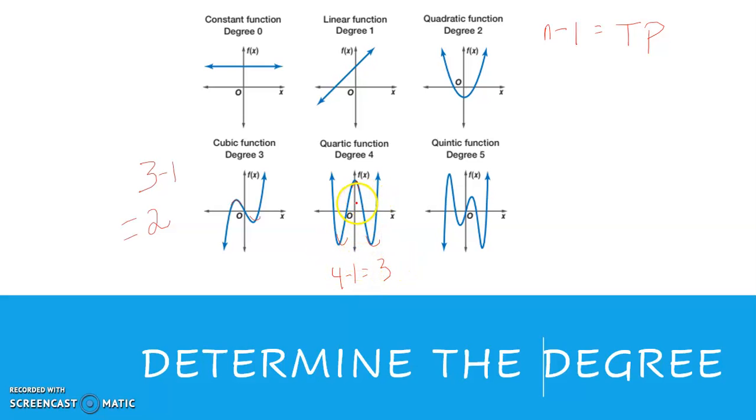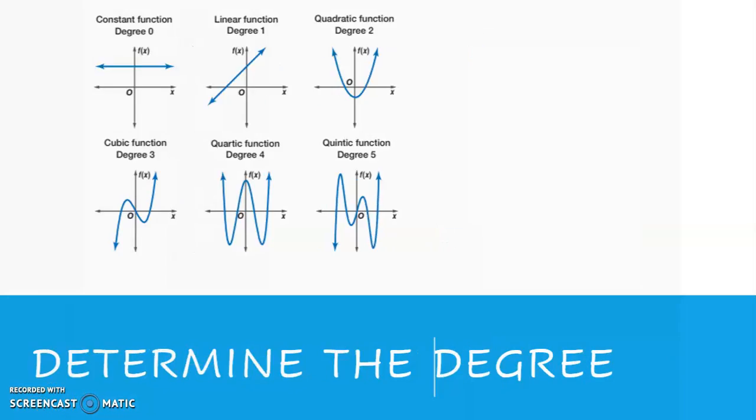So the degree tells you a lot of information. It tells you the end behavior. It tells you how many turning points the graph will have. And it also tells you the maximum number of zeros that your graph will have. Okay, and again, you can have less, but you can't have more. Okay, let's look at some other things that we can predict.